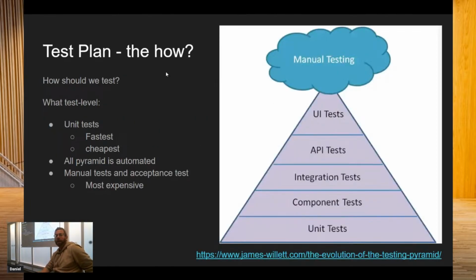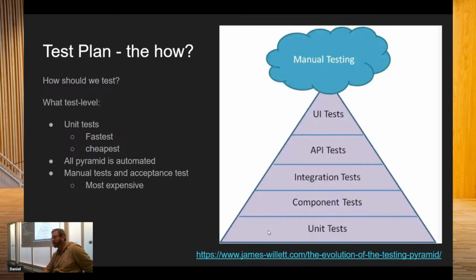Okay, how should we test? So perhaps you've previously seen a testing pyramid. It usually has a little bit fewer levels here. But the further down you are, the cheaper these tests are. The higher up, the more expensive those tests are. Things within the pyramid are things that we can automate.